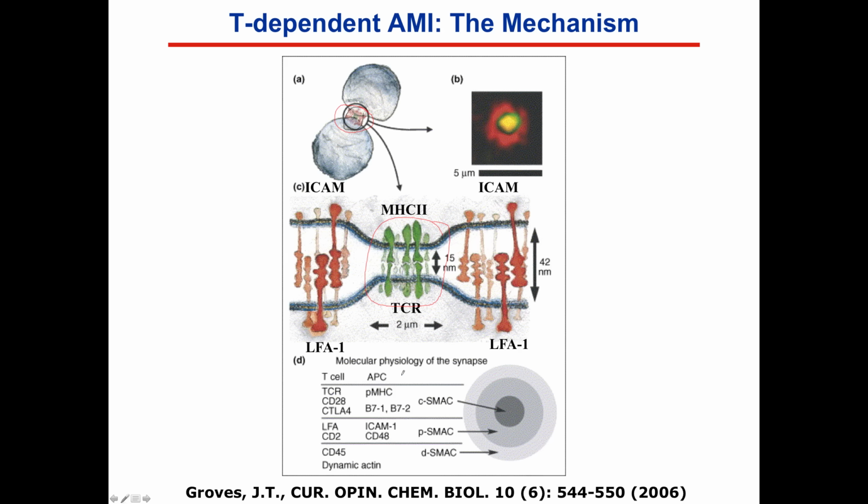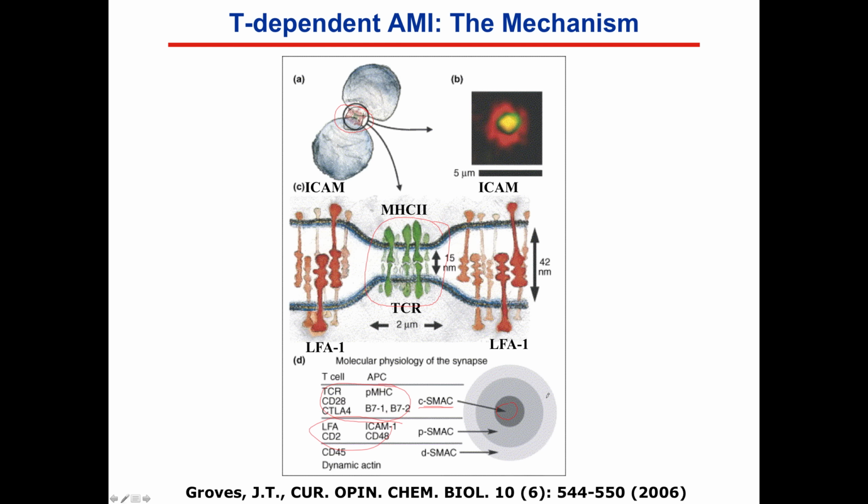You can see down here the dimensions of it. In the middle there is what's called the supramolecular attack complex. In the center you see all of these interactions: the T cell receptor, the MHC, CD28, the B7. All of those are in that middle part. And then on the outer part, you find the adhesion molecules which surround it, forming this bullseye.